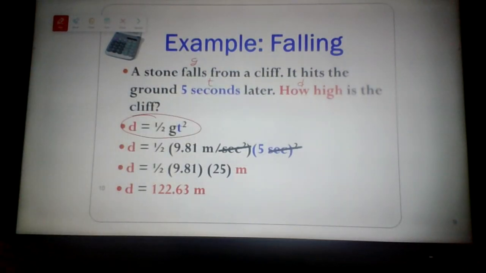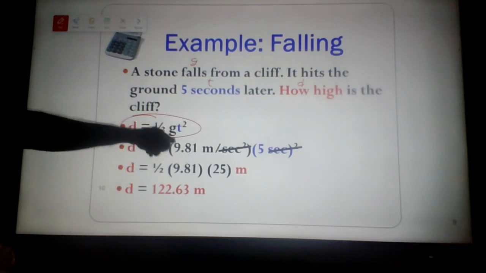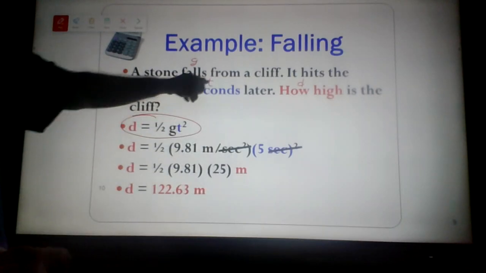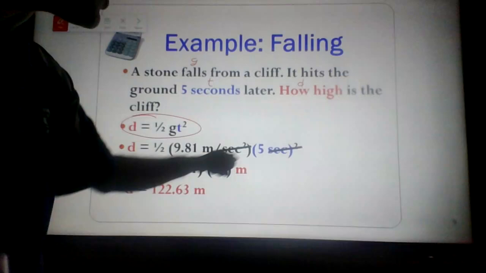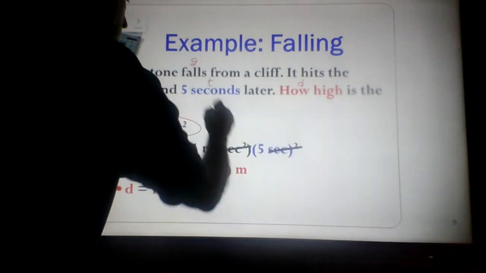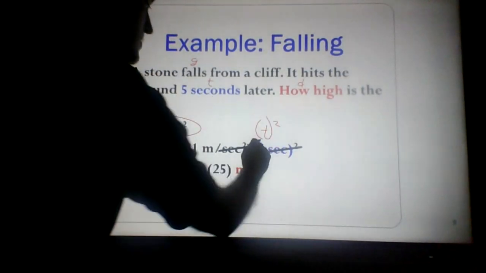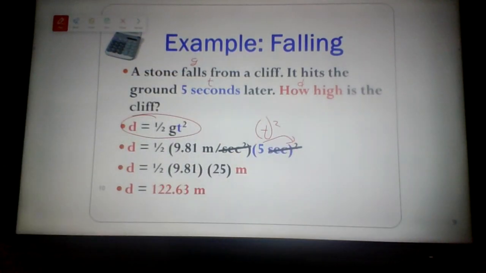D equals 1/2 GT squared. I also now know where to put those numbers. Do I know D? No. Do I know G? Always 9.81 meters per second squared. Do I know T? I do, 5 seconds. And the exponents for seconds, now realize it's T squared. That means T is in the parentheses, so that 5 still gets squared to 25 like you see right there.